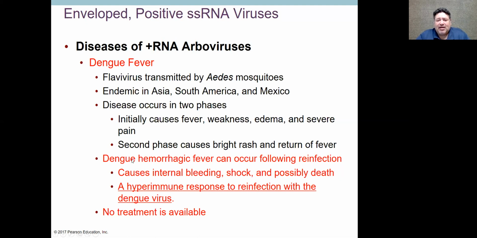And as the name implies, hemorrhagic means that capillaries start to break down into tissues. You start to bleed from all the orifices: eyes, ears, nose, mouth, and rectum. Okay, so it's a hyperimmune response to reinfection with a dengue virus, and there's no treatment for it. So there's a high degree of mortality associated with it.